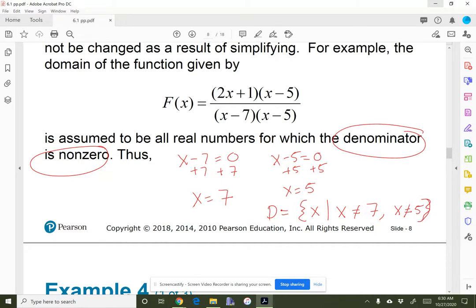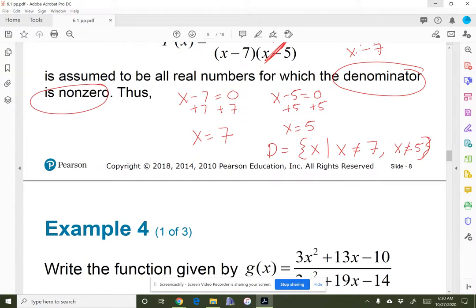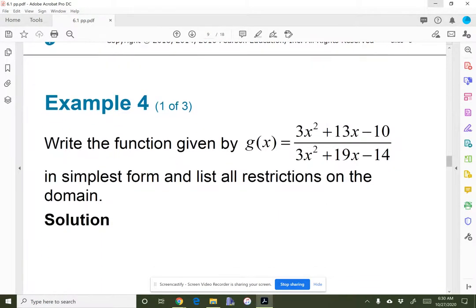And this is the big thing. Even though we can simplify this function and cancel this out, so this simplified would be 2x plus 1 over x minus 7, that doesn't mean that the x minus 5 doesn't count for domain. Okay? So just remember that. Or if it says restrictions or things like that, that all has to do with your bottom, the denominator.